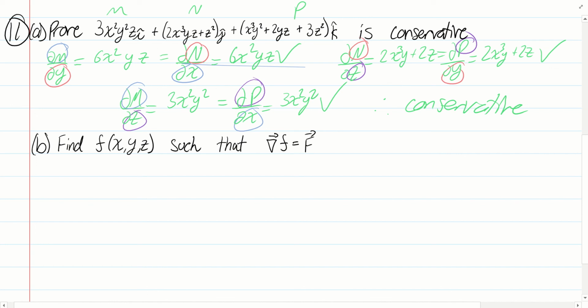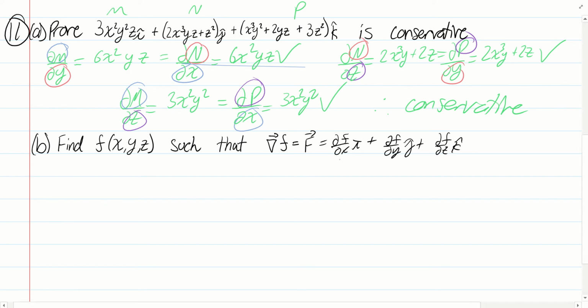All right. So now we need to find f of x, y, z such that del f equals F. So this is basically saying del f equals the partial of f with respect to x i plus the partial of f with respect to y j plus the partial of f with respect to z k. So we're basically just going to be working backwards here. I always go solve for x, solve for y, solve for z.